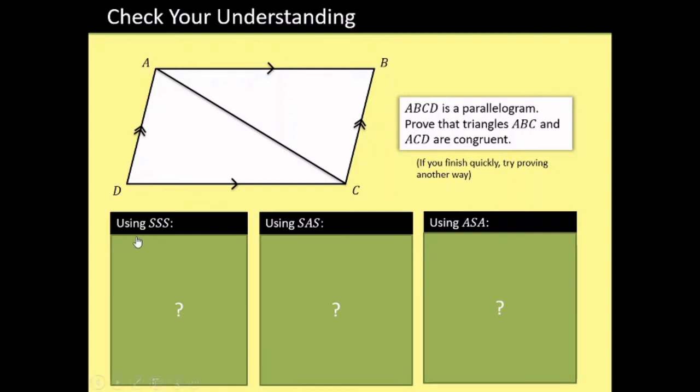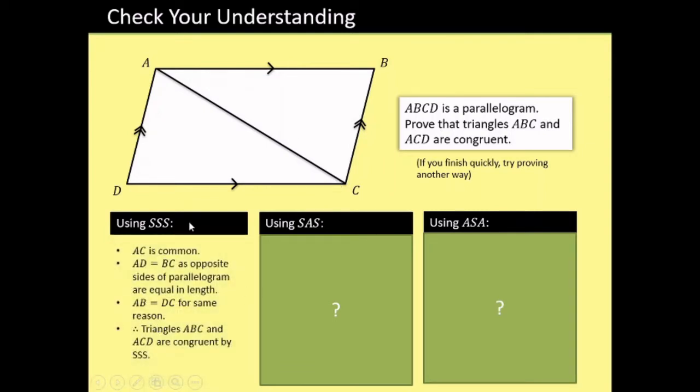Okay, right. Now doing the side, I'd say AC is shared. I'd say AD is the same length as BC because it's a parallelogram and opposite sides are the same length. I'd also write AB is the same length as DC because opposite sides are the same length. Okay, so it's congruent by side, side, side. Right. Side angle side. Okay, you could do two sides like you did previously, any two sides would be the same.